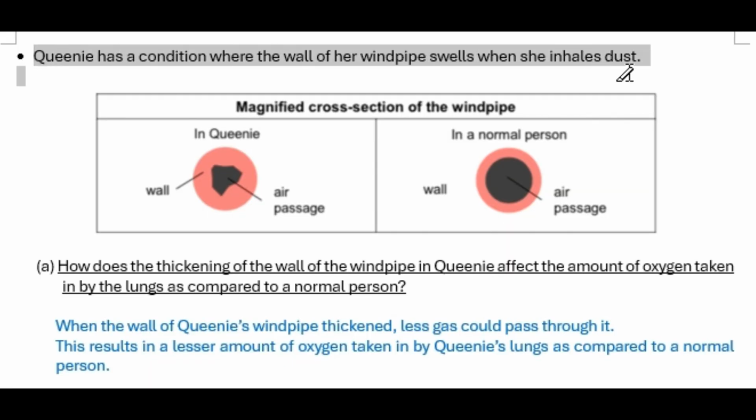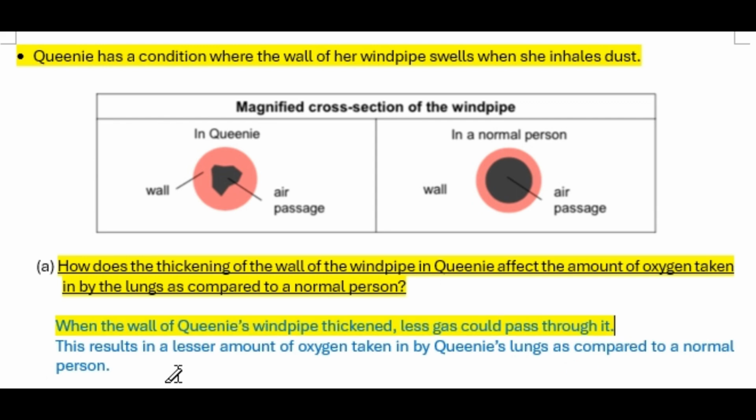Queenie has a condition where the wall of her windpipe swells when she inhales dust. How does the thickening of the wall of the windpipe in Queenie affect the amount of oxygen taken in by the lungs as compared to a normal person? When the wall of Queenie's windpipe thickened, less gas could pass through it. This results in a lesser amount of oxygen taken in by Queenie's lungs as compared to a normal person.